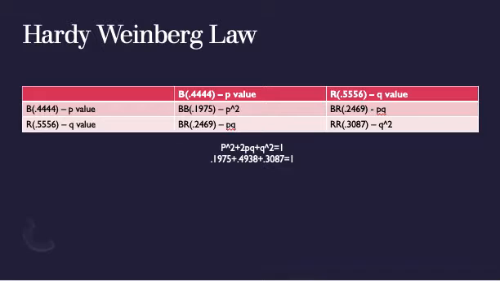Our p-value is the frequency of B alleles, and our q-value is the frequency of R alleles. If we create a Punnett square with our p and q values, it will give us the values to plug into our equation of p squared plus 2pq plus q squared. As you can see, when you plug our values into the equation, they equal 1. This means that it is in Hardy-Weinberg equilibrium.